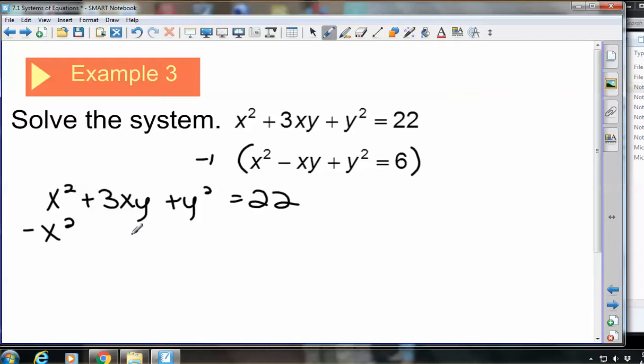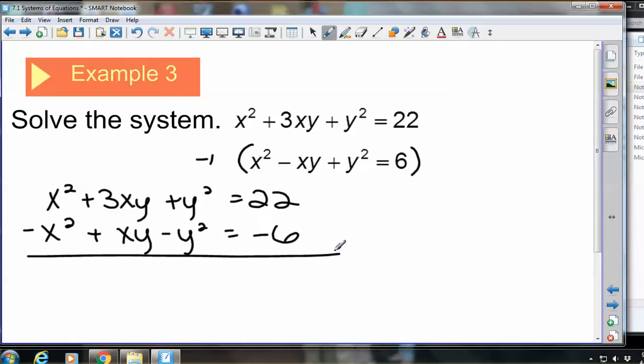equals 22, and negative x squared plus xy minus y squared equals negative 6. Now, if you add those, x squared and negative x squared would cancel. 3xy plus xy is 4xy. Y squared and negative y squared cancel. Equals 16.